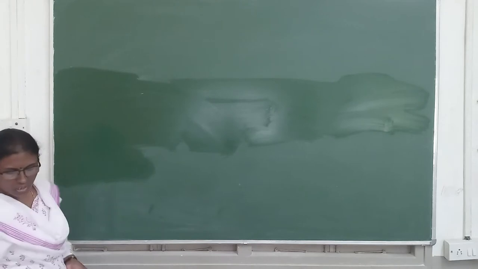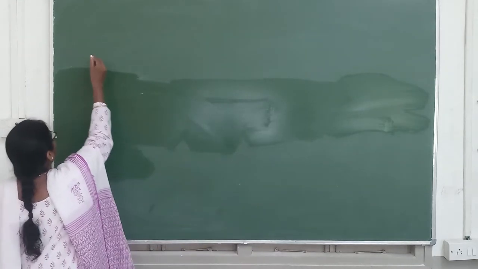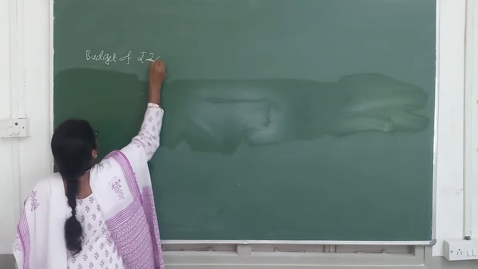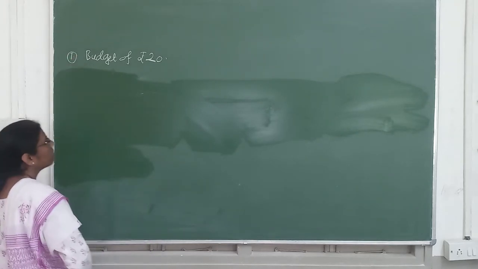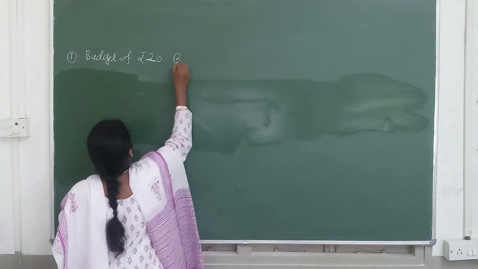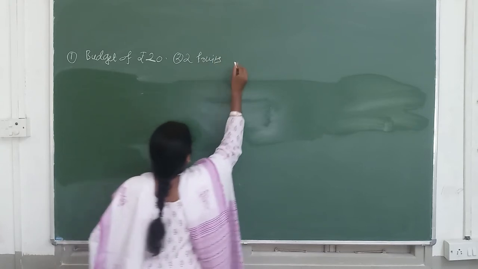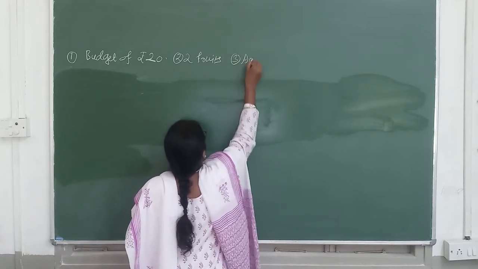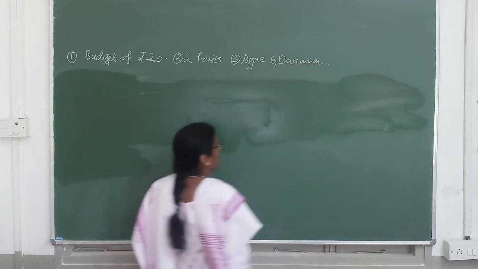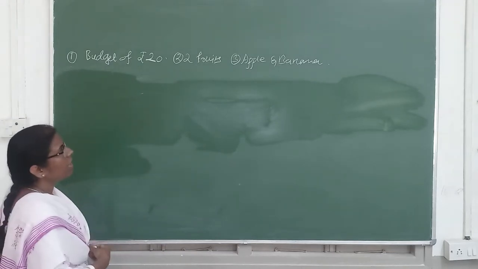Okay, see here. Suppose, for example, a consumer has a budget of rupees 20. This is the first point. Second point, two commodities are there, two fruits: apple and another one, banana. So budget of rupees 20, two fruits, and the names of the fruits are apple and banana.